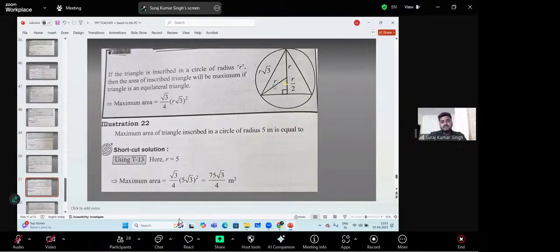Suppose the radius is given 3. So what we will write? Root 3 by 4, 3 into root 3 square. Answer will come root 3 by 4, 27. Suppose here 1 is given, 1 into root 3 square, 3 root 3 by 4 will come. Okay, so like that we can solve, and we can give the task to the students to find the area of the triangle inscribed in a circle of radius 5 meter.